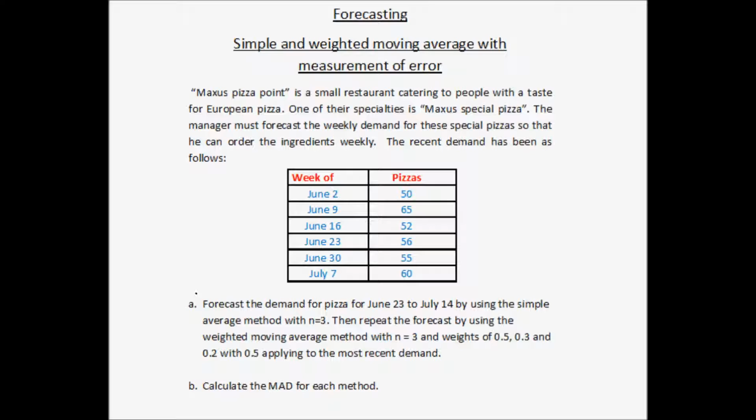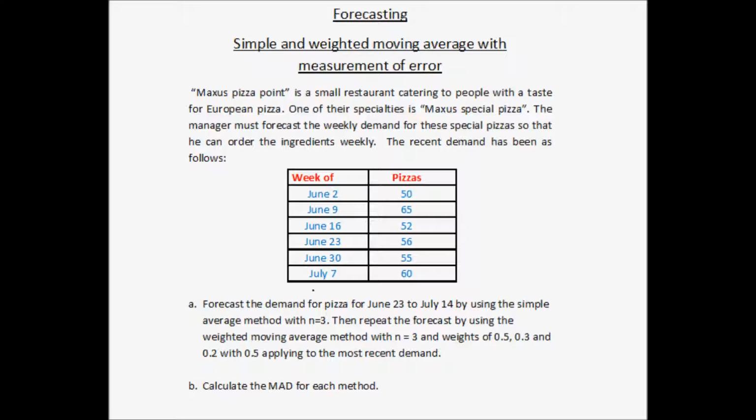Now we are being asked to find out the forecast for pizzas for June 23rd to July 14th by using the simple average method with n equal to 3. Then repeat the forecast by using the weighted moving average method with n equal to 3 and weights of 0.5, 0.3 and 0.2, with 0.5 applying to the most recent demand.